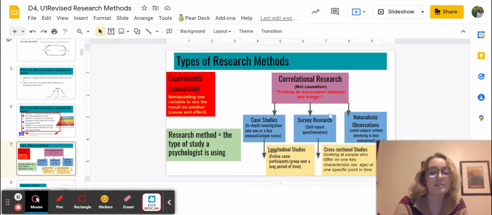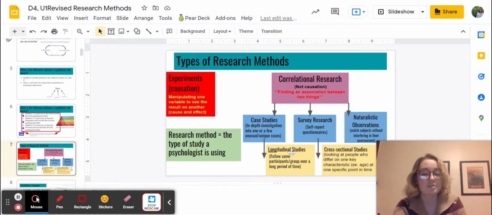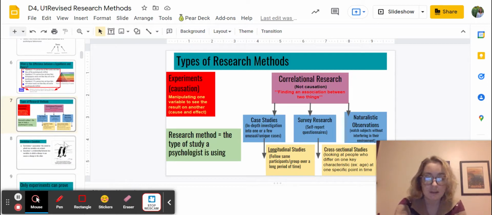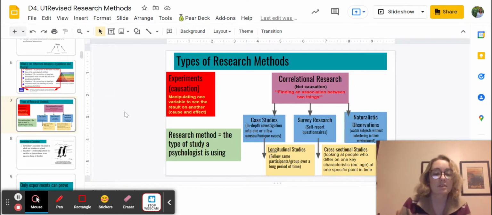So we're going to look at case studies, surveys, naturalistic observations, and then you can differentiate those between longitudinal or cross-sectional studies. So let's get into it. I'm going to go through each of these ones I just mentioned. I'm going to describe what they're all about and how they work.